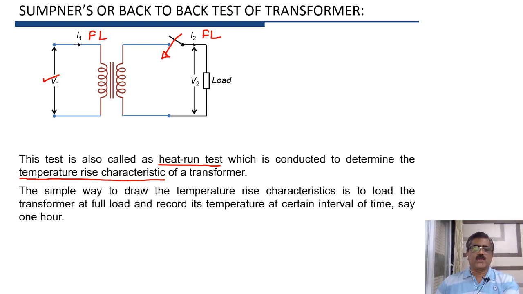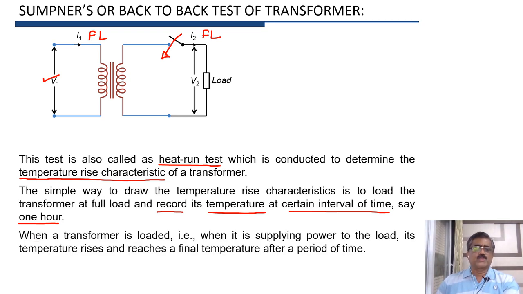And after that you have to record the temperature of transformer at certain interval of time, say for example, after every 1 hour. Means we have to load the transformer at full load and after every hour we have to note down the temperature of transformer. Now, when the transformer is loaded, losses will occur in transformer. These losses, you know, are copper loss and iron loss. Because of these losses, temperature of transformer increases.